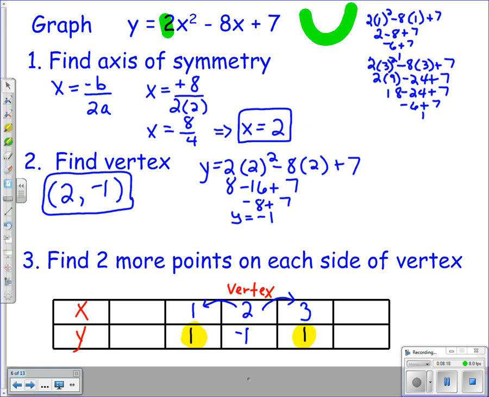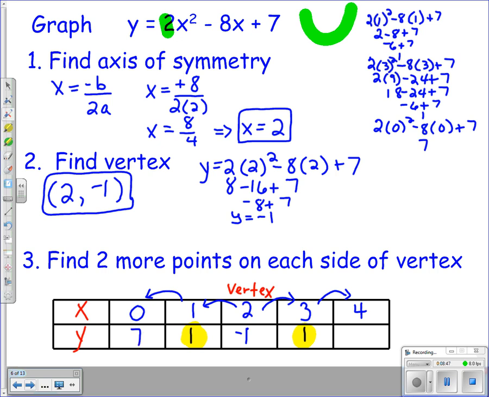Then we need to choose another set of xy pairs. Perhaps we could go up to 4, go in this direction, so 1 more unit up. 1 more unit down puts us in 0 for x. That 0 is a pretty easy number to work with. 2 times 0 squared minus 8 times 0 plus 7 gives us 7 as our answer.